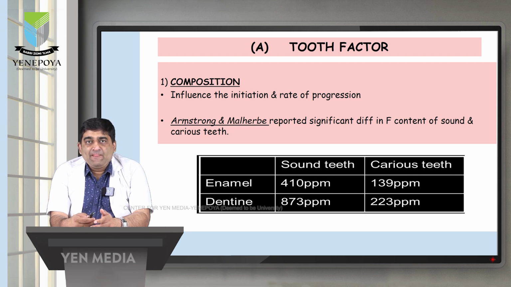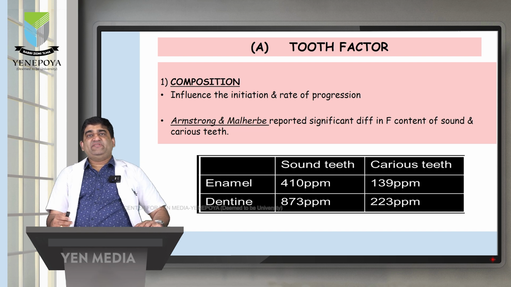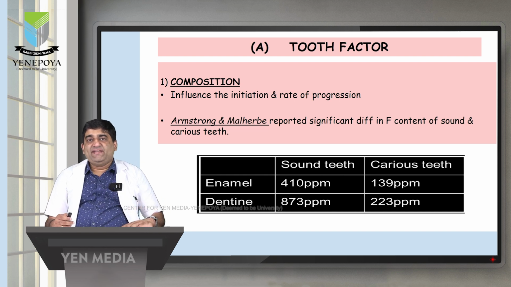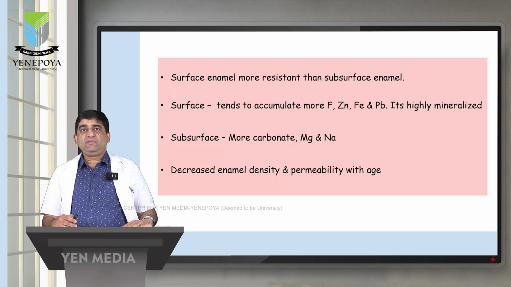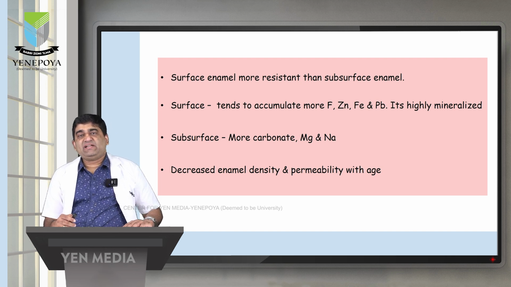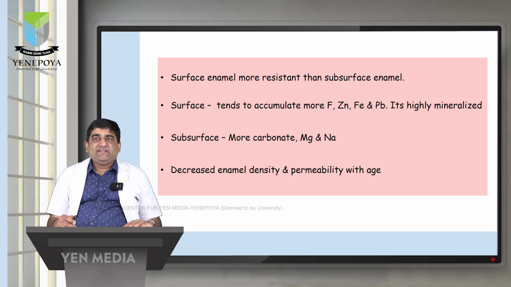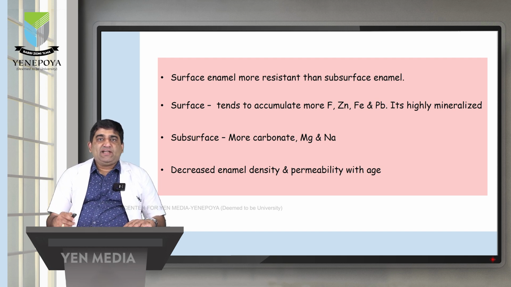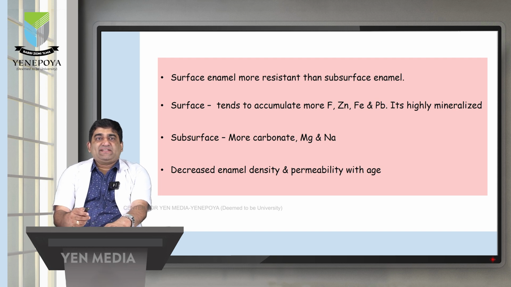It says that in case of sound teeth, the fluoride part per million is 410, whereas in case of carious teeth it is only 139. That means fluoride is very important for caries prevention. The surface enamel is more resistant than the subsurface enamel. Surface tends to accumulate more of fluoride, zinc, iron, and molybdenum. It is highly mineralized. The subsurface contains more carbonate, magnesium, and sodium. It has decreased enamel density and permeability with age.